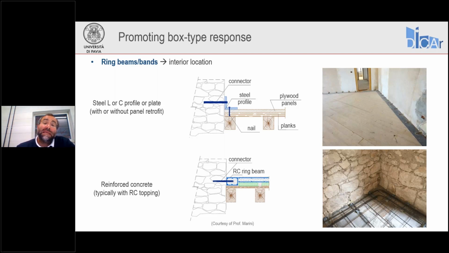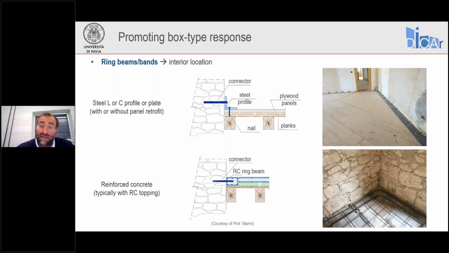This solution may be associated with strengthening of the diaphragm panel. We will see in a moment different techniques to do so. Or if the diaphragm strength in shear is sufficient, we may just need this steel ring beam connected to the existing diaphragm and to the wall.